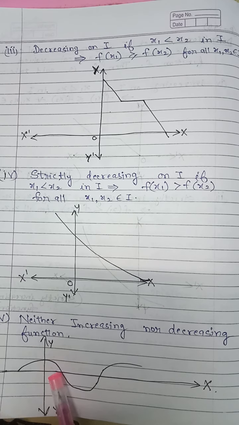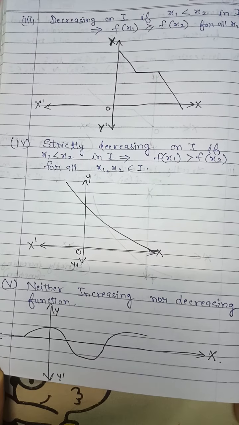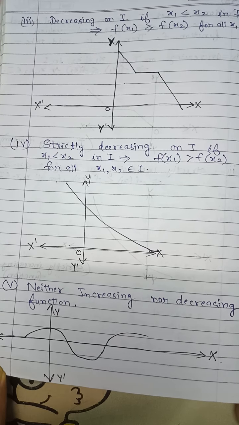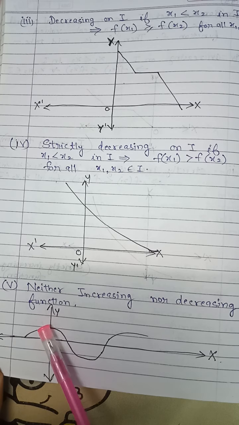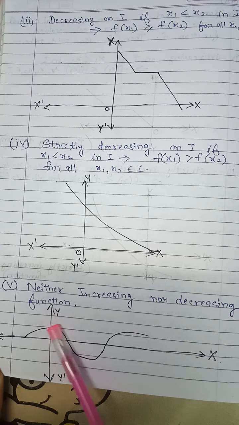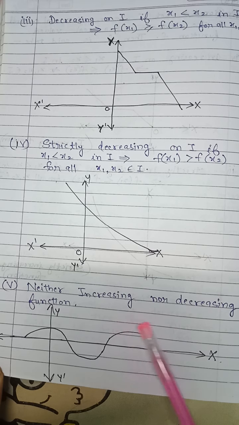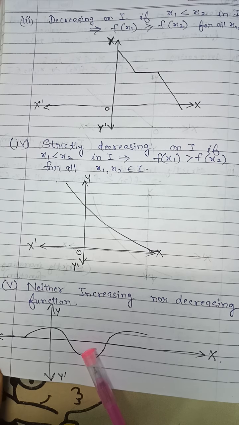And the last thing, the fifth part: when will the result be that in some interval it is increasing and on another interval it is decreasing? Then we'll write neither increasing nor decreasing function. Means sometimes it will be increasing and sometimes decreasing. Here it is increasing, here it is decreasing. So we cannot say whether this function is increasing or decreasing.